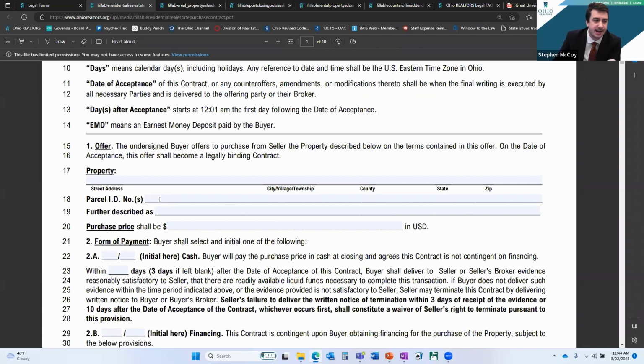And this is important because there are some types of properties who have a greater risk of having more than one parcel ID number associated with it, particularly in rural areas or even condominiums. There could be a unique parcel ID number for, say, a parking spot. So making sure you have all the correct parcel ID numbers is critical here in line 18. And again, MLS or the county auditors, a great way to verify those. We do have another line for further described as. So if there's not maybe a clean property address, there is another method and mode to describe the property. If it's a certain acreage on a certain part of land, that would be appropriate to put there to help further identify the property that's the subject of the contract.